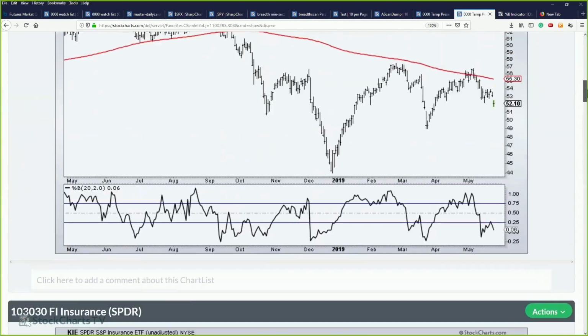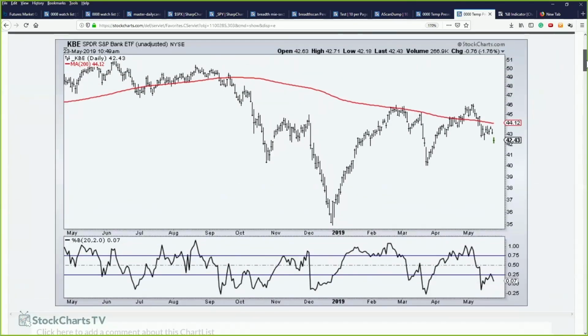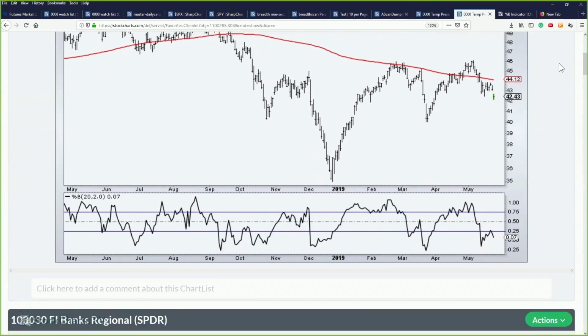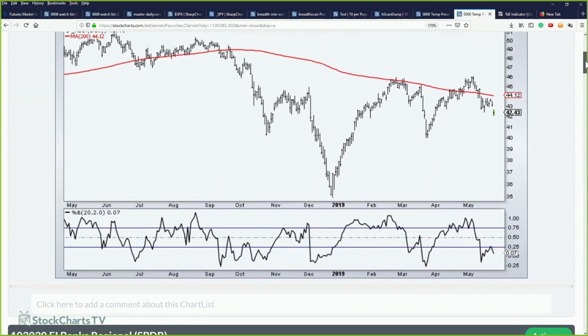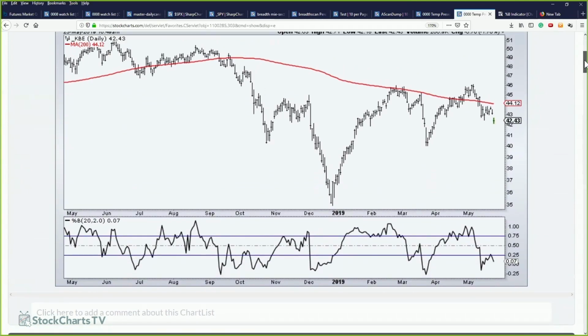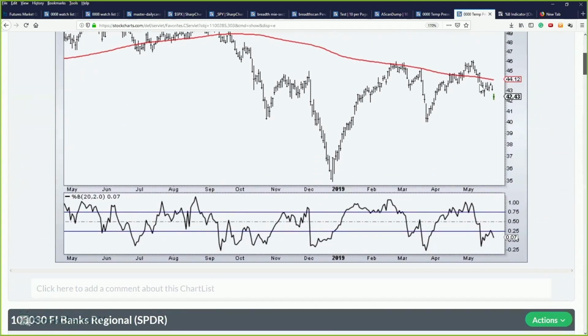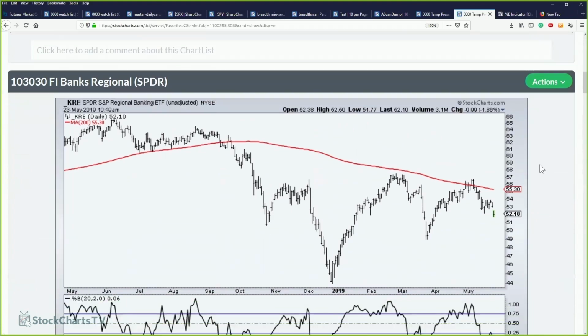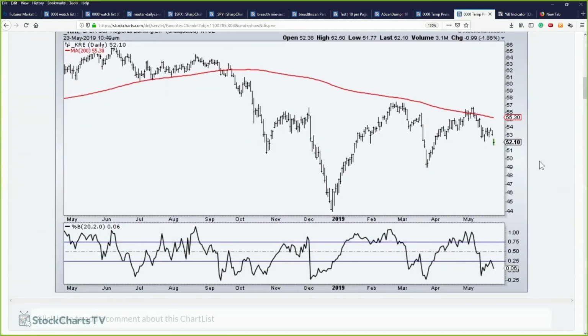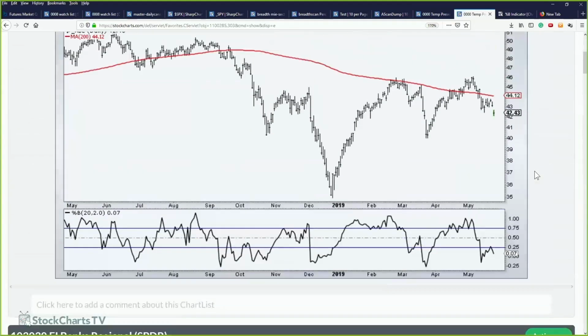But if you look at the chart for the bank SPDR, KBE, you can see that it is below its falling 200-day moving average. All right, you had a failure at the 200-day there, a sharp decline. You got back above the 200-day, but now we've fallen back below. And even though we moved above the 200-day, you have to notice where this one is. That's KRE. Let me go back to KBE.